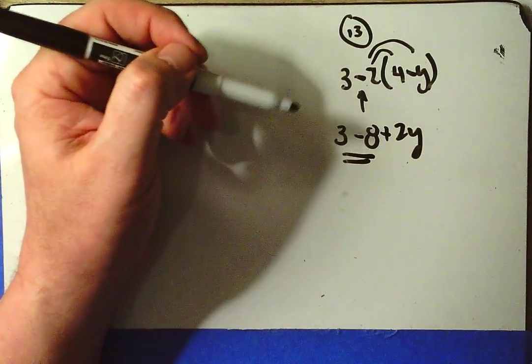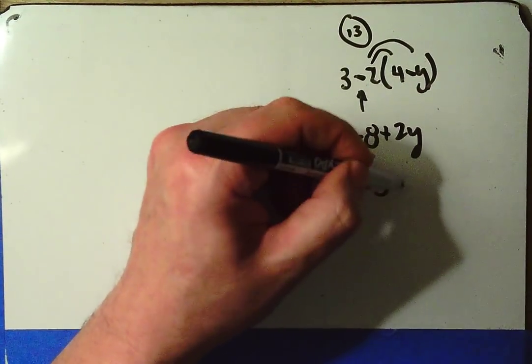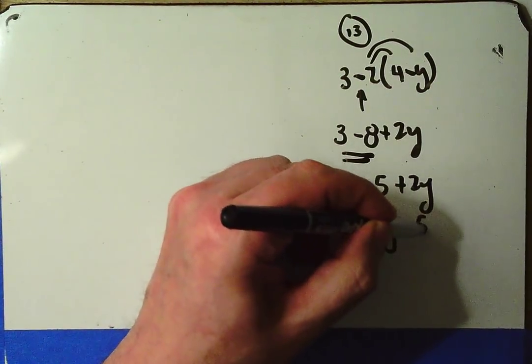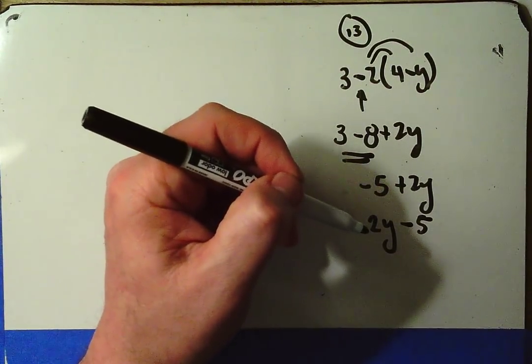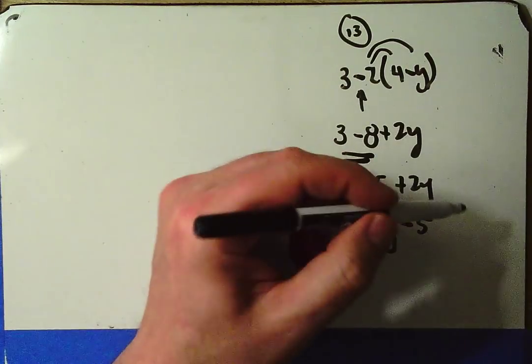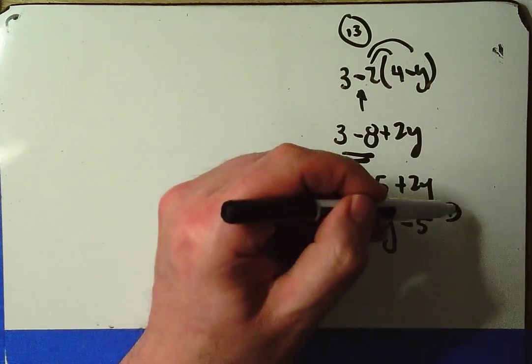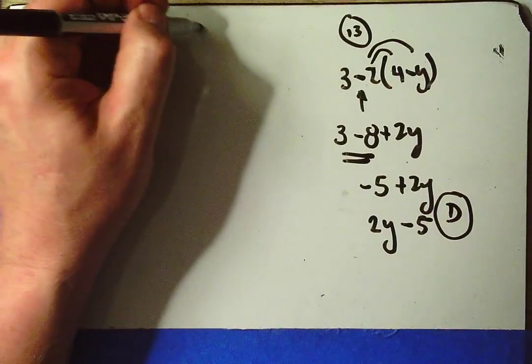Well, here's some like terms I can combine. I get negative 5 plus 2y, or with the commutative property, 2y minus 5. So which choice is ours? 2y minus 5 is choice D. Choice D for number 13. Number 14.